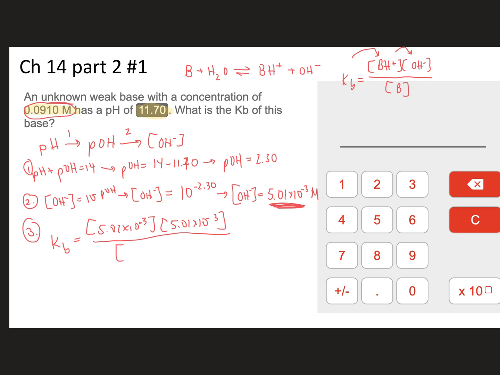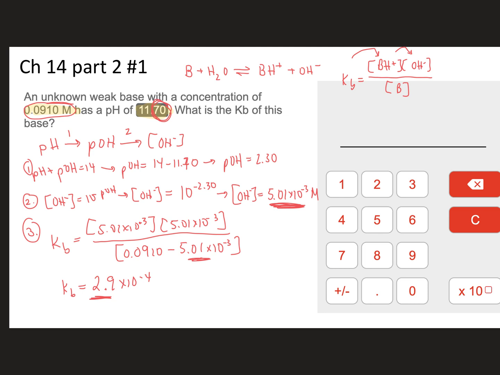So the one change they do differently is they say, okay, here's my initial concentration of that base, and I know that 5.01 times 10 to the minus 3 of that ionizes. So they account for that change in concentration. When we multiply those two together, we should get a Kb of something like 2.9 times 10 to the minus 4. Two significant figures because I've got two numbers after the decimal in my pH.